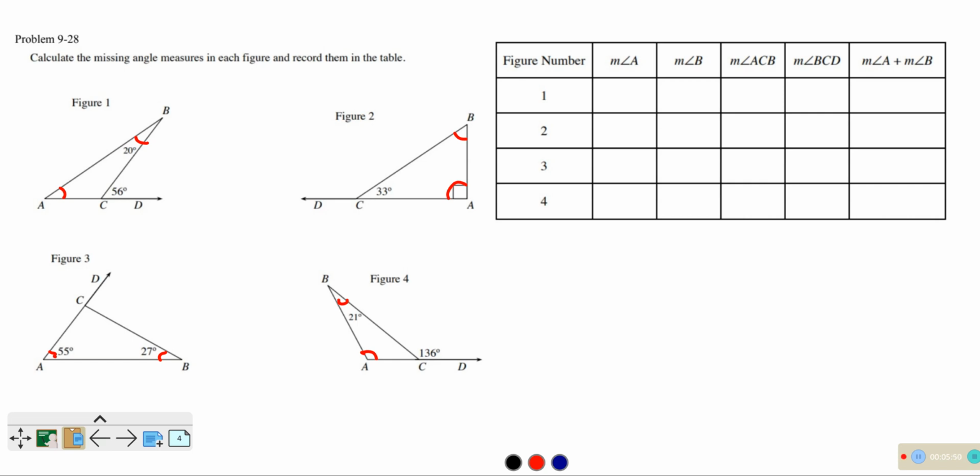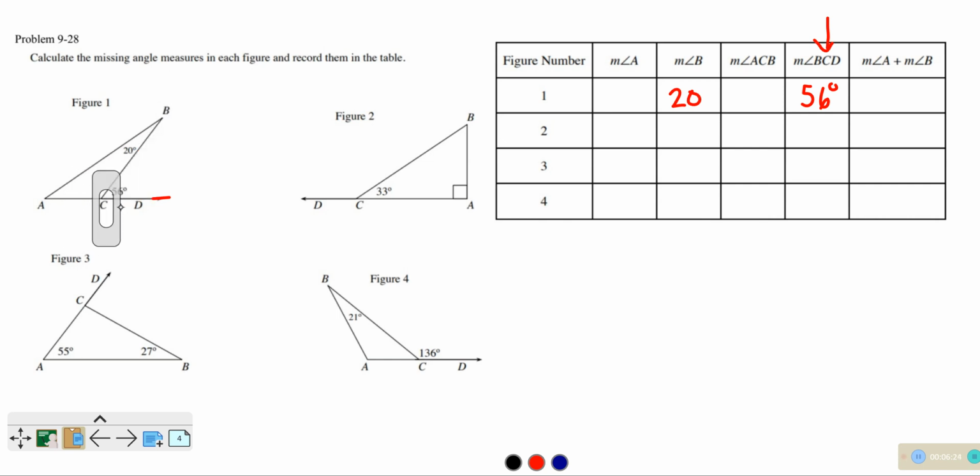Now, when you look at these diagrams, there's given information all over the place. So I'm going to look at figure 1. I notice in figure 1, angle B is 20 degrees. I notice that angle BCD is 56 degrees. So here is my task. I have to find the missing angles.